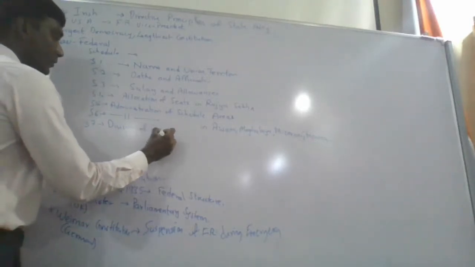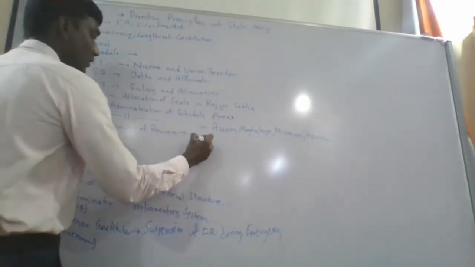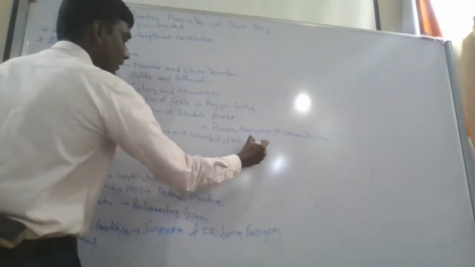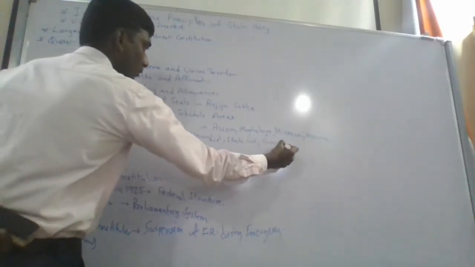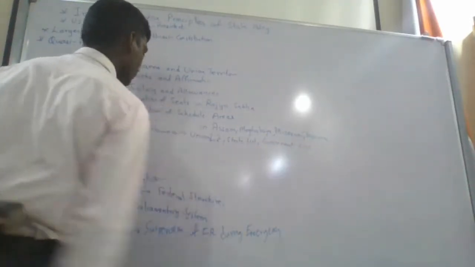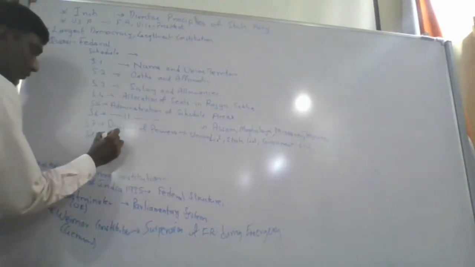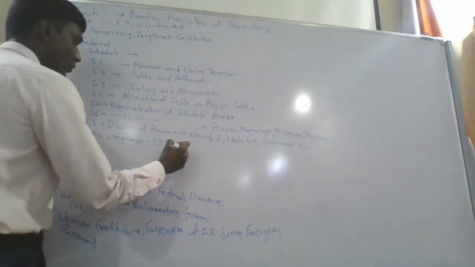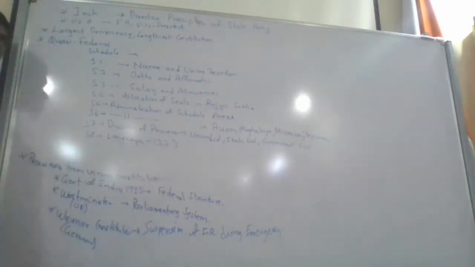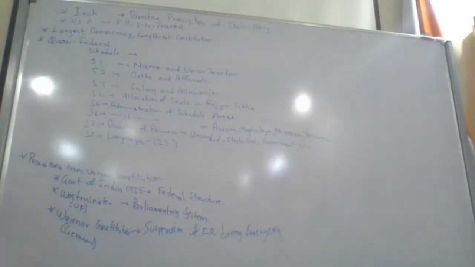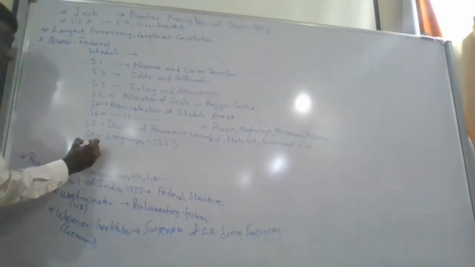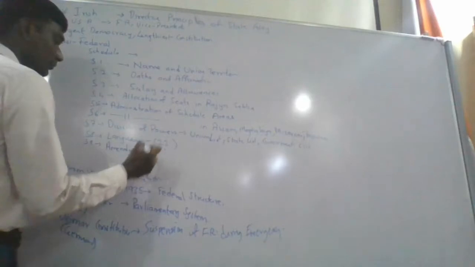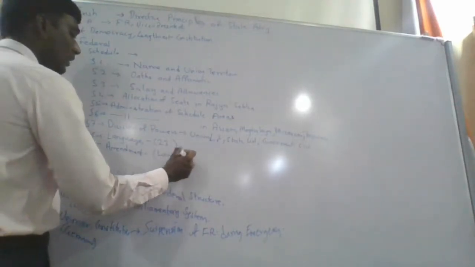Division of powers. Union list, State list, Concurrent list. Schedule number 8, languages. Today we have 22 official languages. You can write 22 in bracket. Are you writing, guys? Likhte jao, likhte jao. Schedule number 9, amendment. You can write down land amendments.